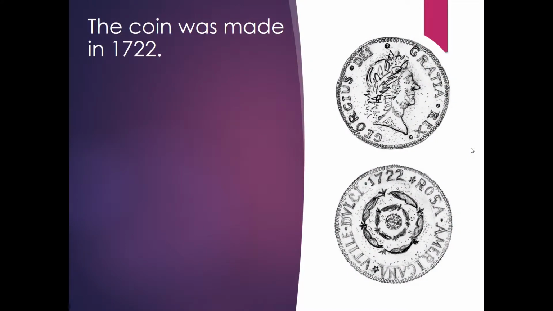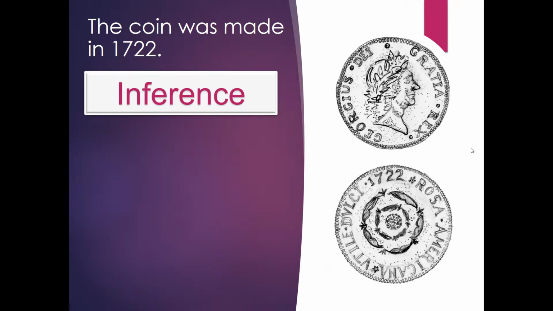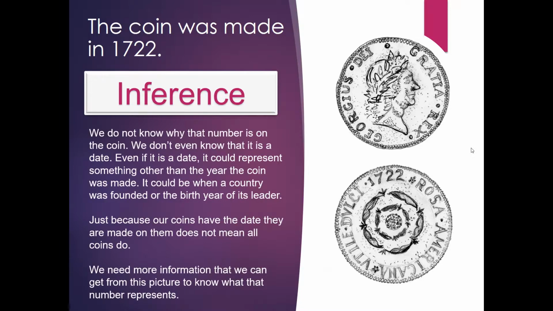The coin was made in 1722. Observation or inference? This is an inference. Just because that is printed on the side, we don't know if that is when it was made. Maybe that's a significant date to the people who made this coin. We have no clue. And even if it is a date, it could represent something other than the year they made that coin. It might just be an important year. It might be Independence Year. That's an inference, not a fact.